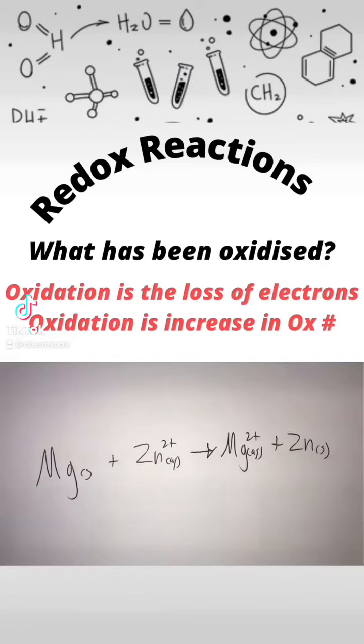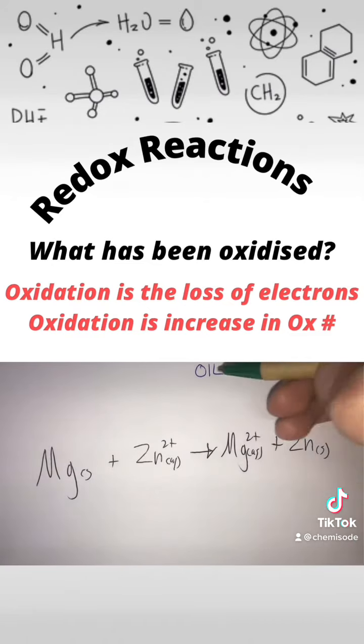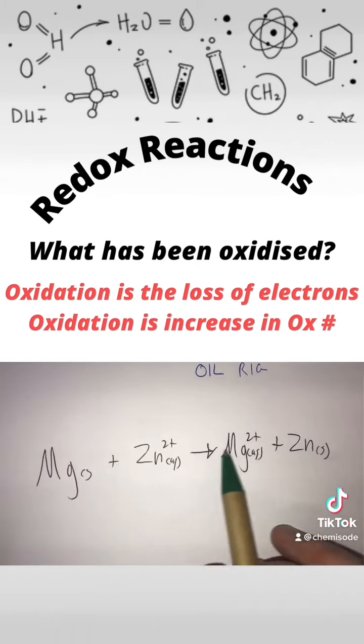So if I've got an equation and I need to know what's been oxidized, I need to understand what oxidation actually is. Oxidation is loss of electrons, OIL, and reduction is gain of electrons. So therefore, what we need to look for is where electrons have been lost. Now with this one, it's pretty easy because we can see charges happening.